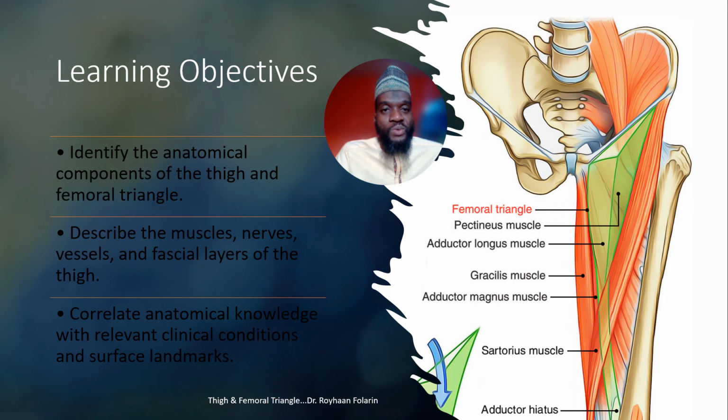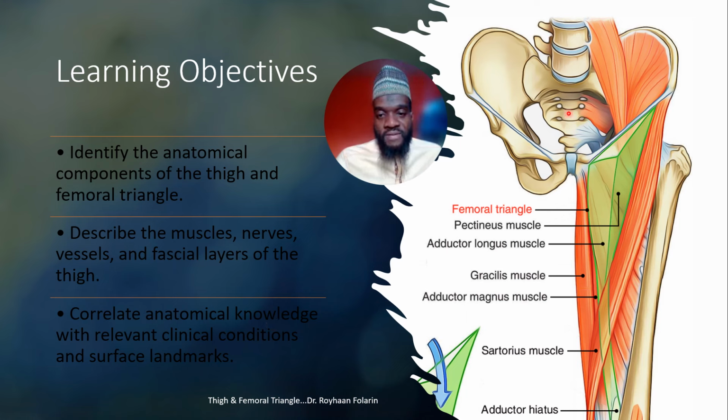So with that, we proceed into today's lecture where we have the following objectives for this session. First, we want to identify the anatomical components of the thigh, the femoral triangle as well, because these are quite crucial for understanding the function of the lower limb. Next, we'll explore the muscles, the nerves, the vessels, and the fascial layers of the thigh. And lastly, we'll correlate the anatomical knowledge with relevant clinical conditions as we go on, while also mentioning the surface landmarks, thereby providing you with the tools to understand how this anatomy applies in medical practice.